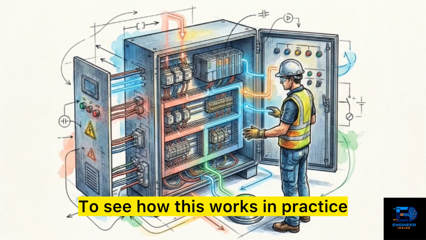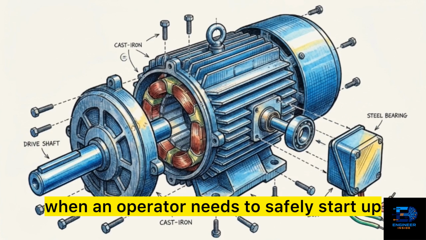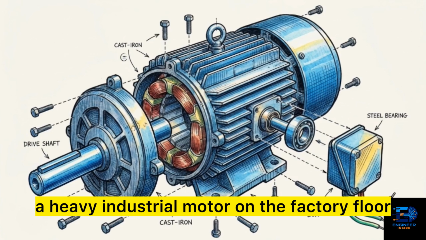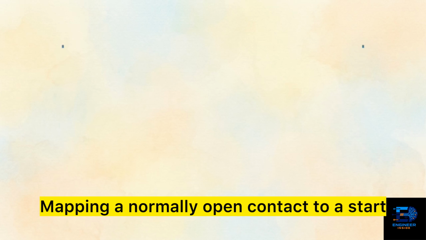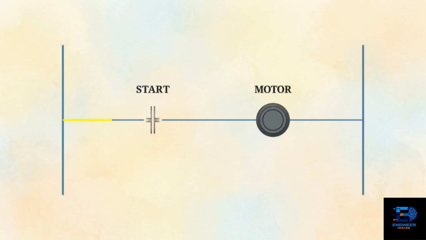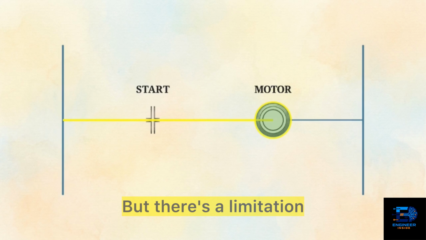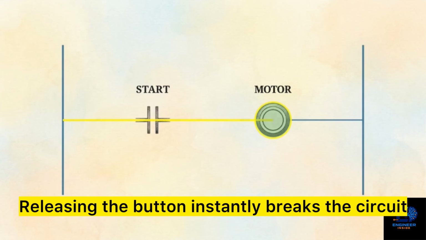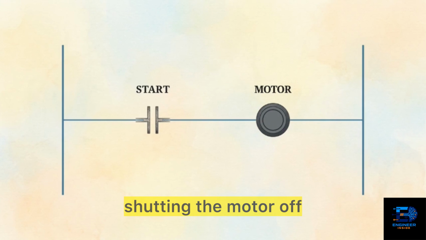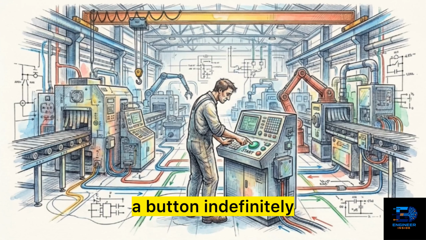To see how this works in practice, let's look at what happens when an operator needs to safely start up a heavy industrial motor on the factory floor. Mapping a normally open contact to a start button connects straight to the motor's coil. Pushing the button completes the circuit and the motor turns on. But there's a limitation. Releasing the button instantly breaks the circuit, shutting the motor off. An operator cannot stand at a panel holding a button indefinitely.